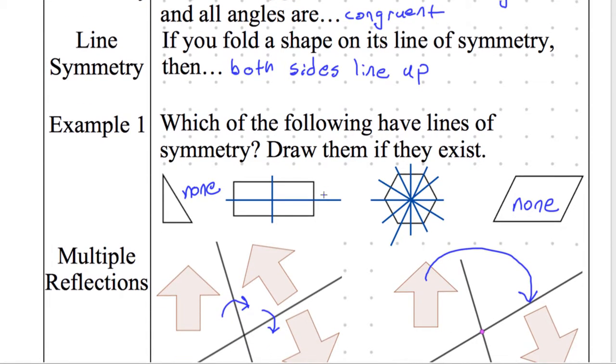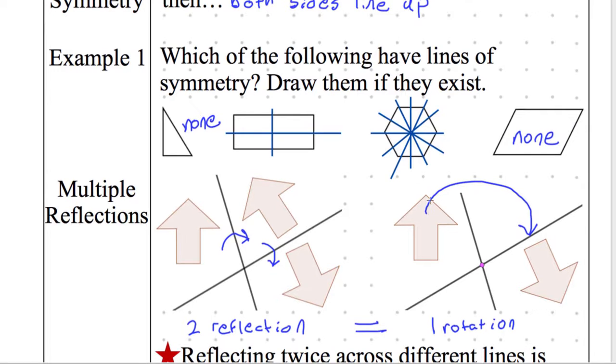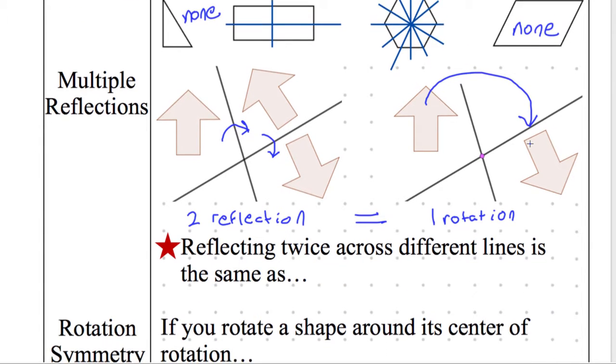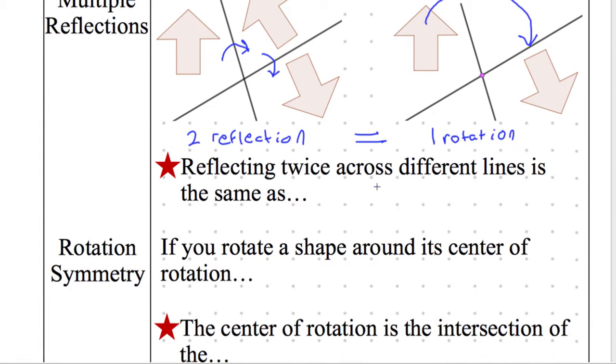I can now find the center of rotation of this object and this object because I see where all those lines intersect. But now my question for you is, do these two shapes have a center of rotation? And to do that, we need to formally, or at least informally, define what a rotation symmetry is. But reflecting twice across different lines is the same as rotating.